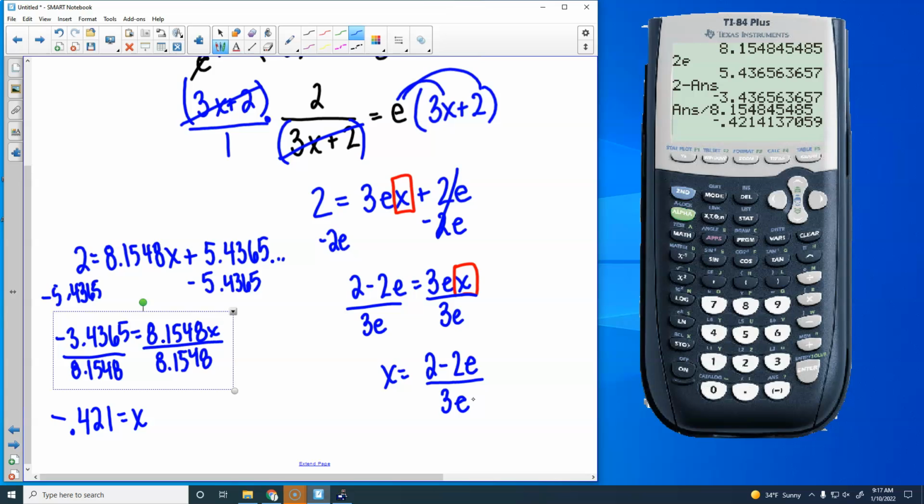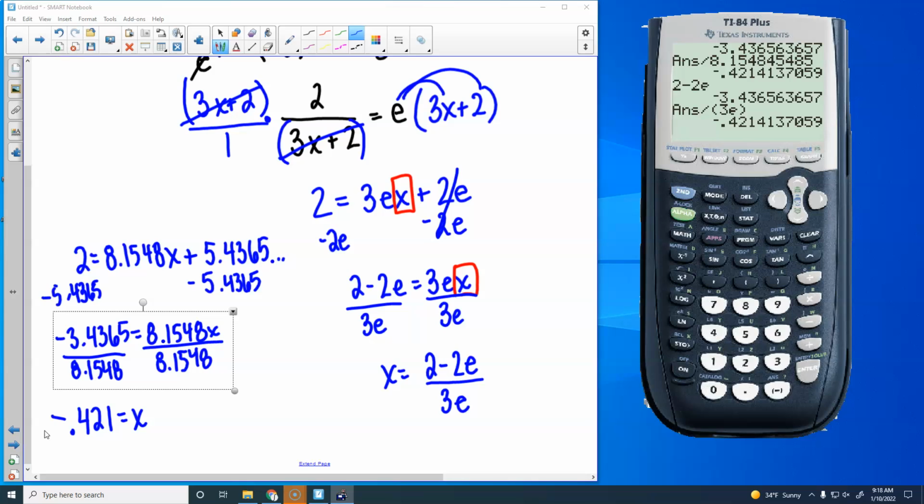I think that's a lot quicker because you don't have to type all that stuff in the calculator. But some students have a hard time knowing what to do if you leave that e in there. If you type it in, 2 minus 2e divided by 3e, you're going to get that same number that we got over here. Both of those answers are fine.